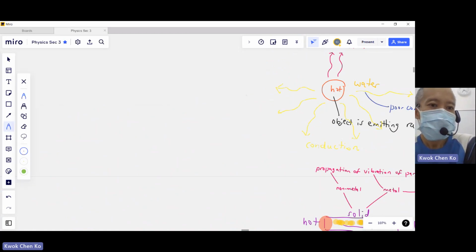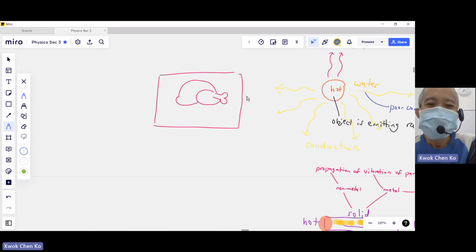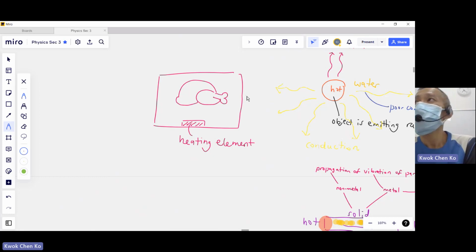Let's keep it simple. Imagine you have this oven, and you are preparing food inside. It's the chicken. And you have this heating element at the bottom. The metallic heating element is very hot because you run electricity through it. Of course, they can ask all sorts of questions: calculate electrical current, voltage, energy, heat produced, and stuff like that.